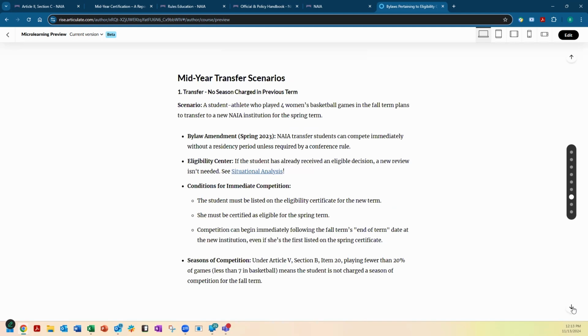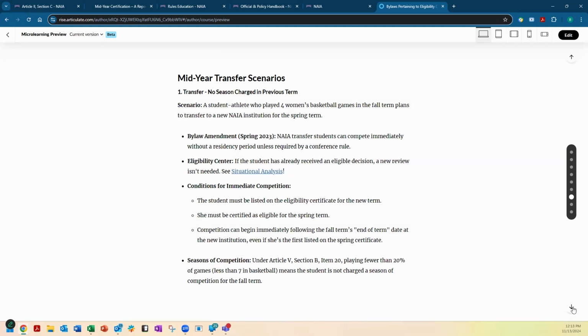Okay, mid-year transfer scenarios that we also see quite a bit along with the certification process. A student athlete who played 4 women's basketball games in the fall term plans to transfer to a new NAI institution for the spring term. So this one carries some different levels to it that I want to touch on.